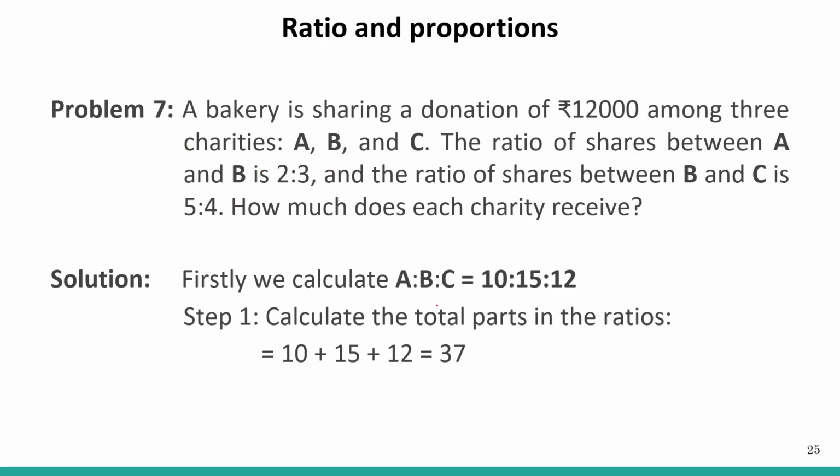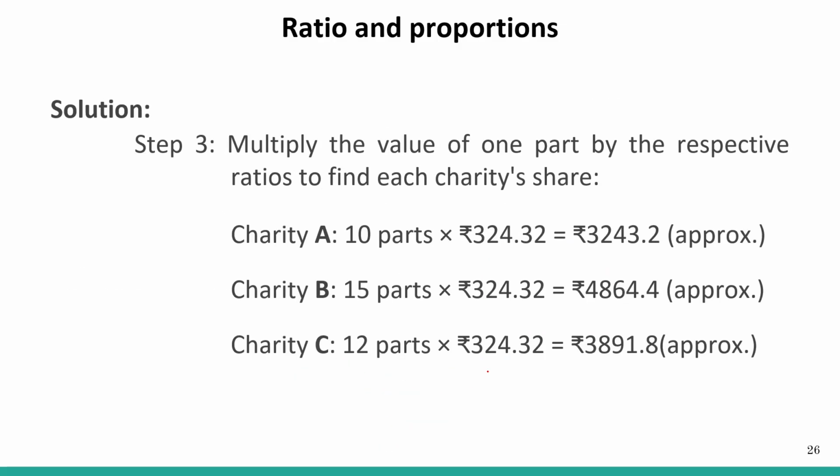Okay, so let's see. Firstly, we need to calculate A is to B is to C. That is equal to 10 is to 15 is to 12. Calculating the total parts will be 10 plus 15 plus 12. So 10 plus 15 is equal to 25, and plus 12 is equal to 37. So that is what we are left with, 37.